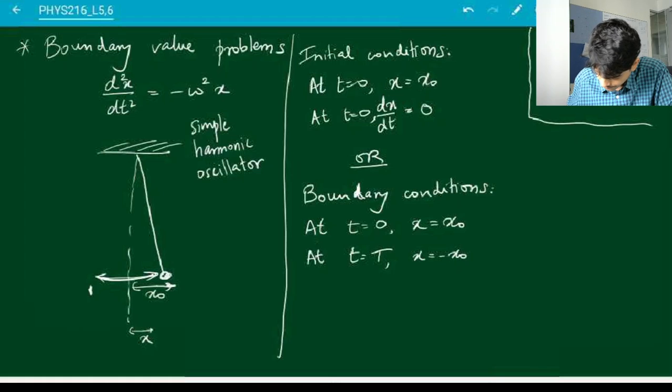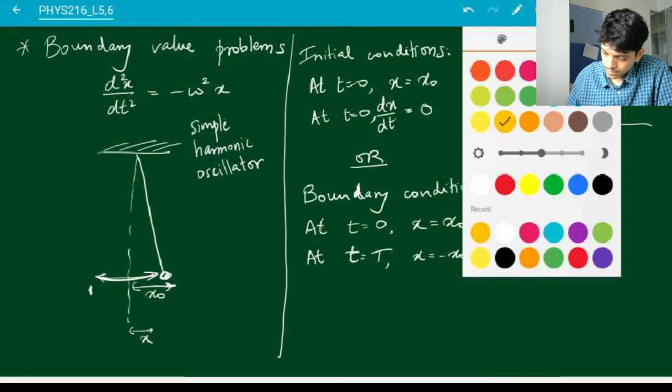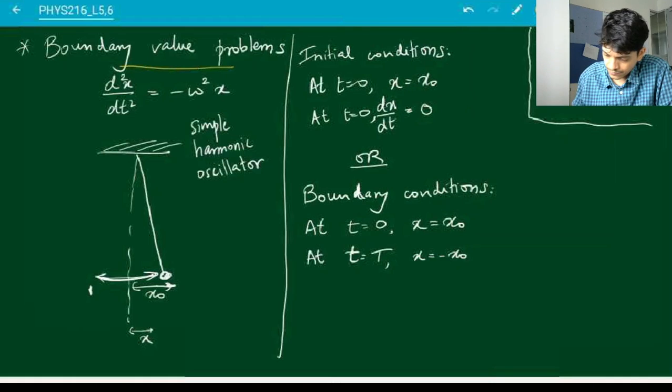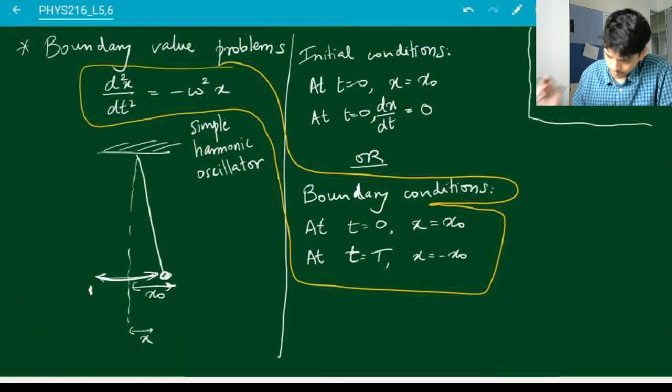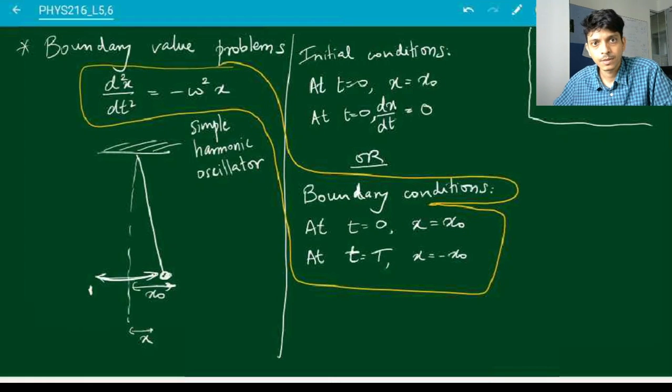So these are also two conditions, but they're not position and velocity conditions. They are two position conditions, one in the beginning, one in the end. So this is a boundary condition problem. If I'm given this differential equation along with these two conditions. So this is the problem that I want to solve.